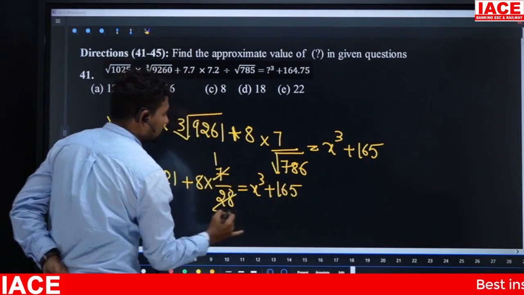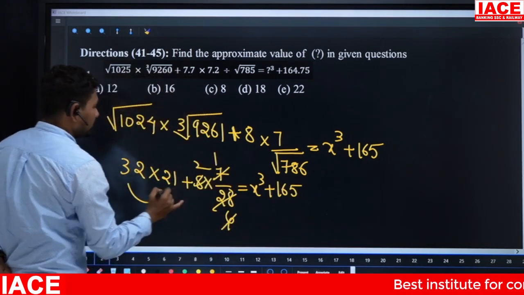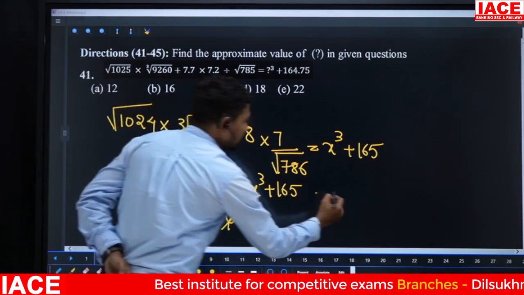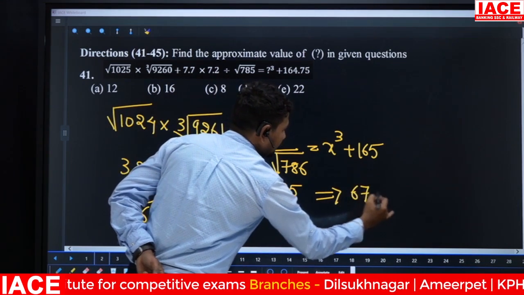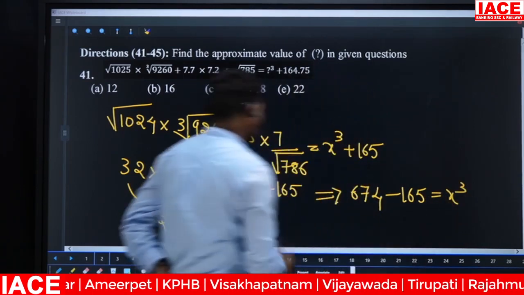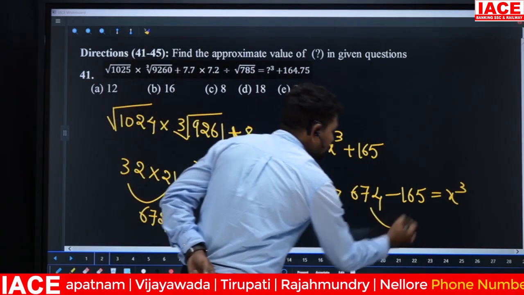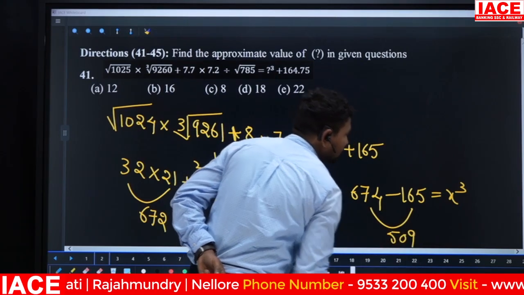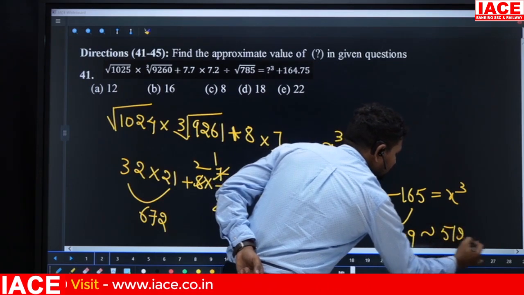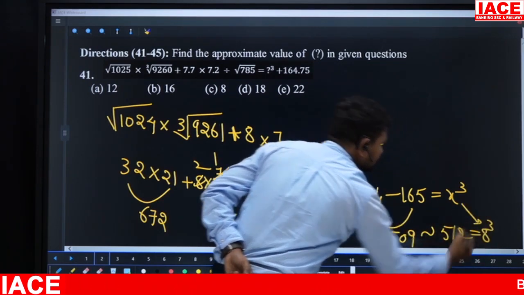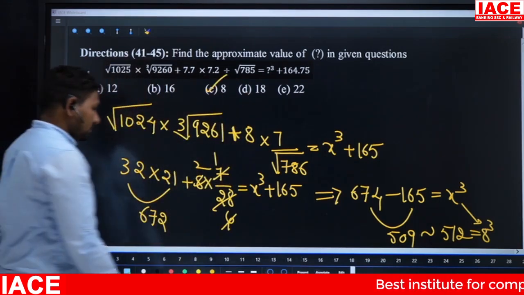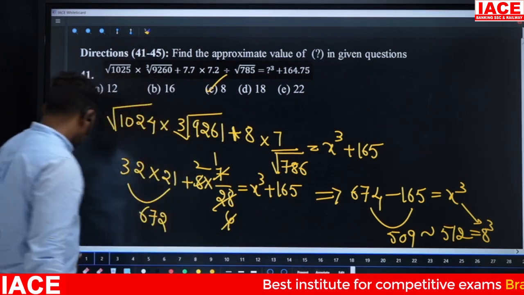And 7 ones are 7, 7 fours are 28, and 32 into 21 is 672. 672 plus 2 is 674. From 674 we remove 165, it is equal to x cube. 674 minus 165 is equal to 509. X cube is equal to 509, which is very near to 512. This 512 is equal to 8 cube, that means x is equal to 8. Our option is C. Then go for the next one.